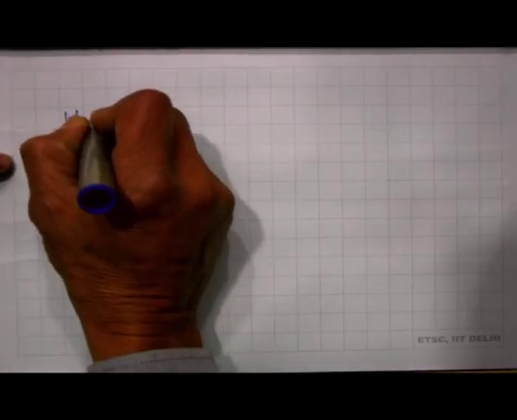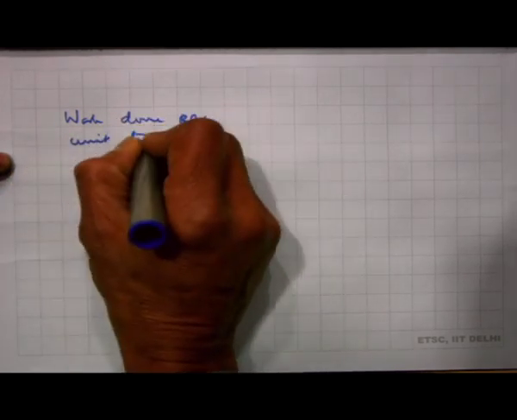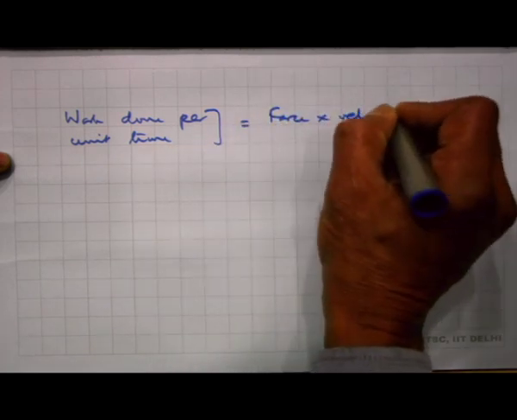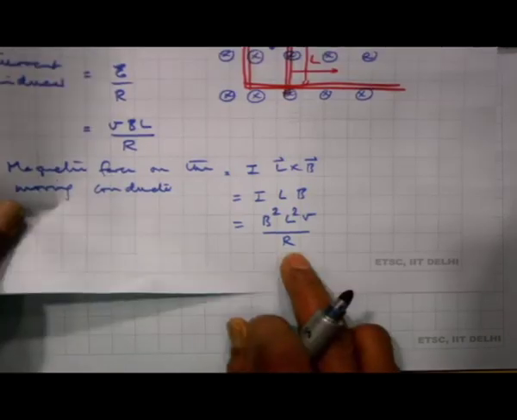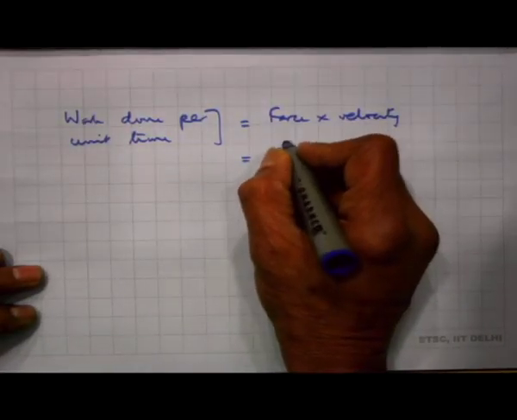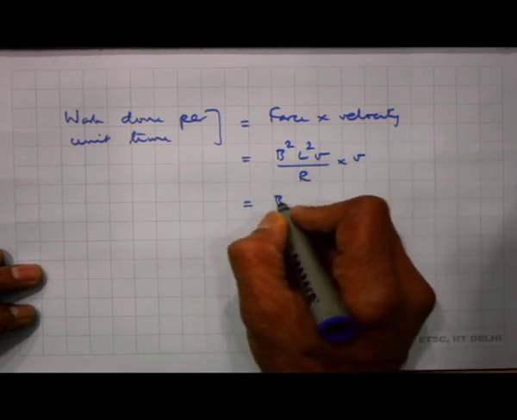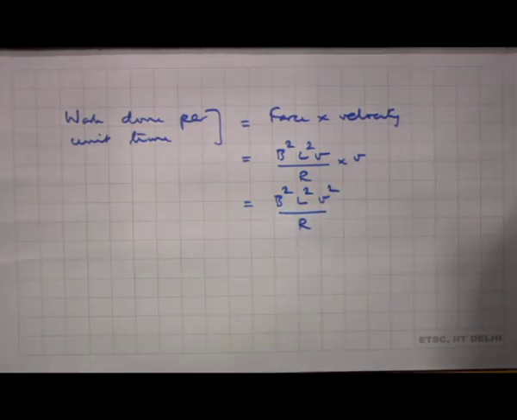So, let me calculate the work done per unit time. This is equal to force into velocity, which is equal to, so the force is B square L square v by R, into velocity, which is equal to B square L square v square by R. So, this is the work that I am doing per unit time in pulling this conductor.